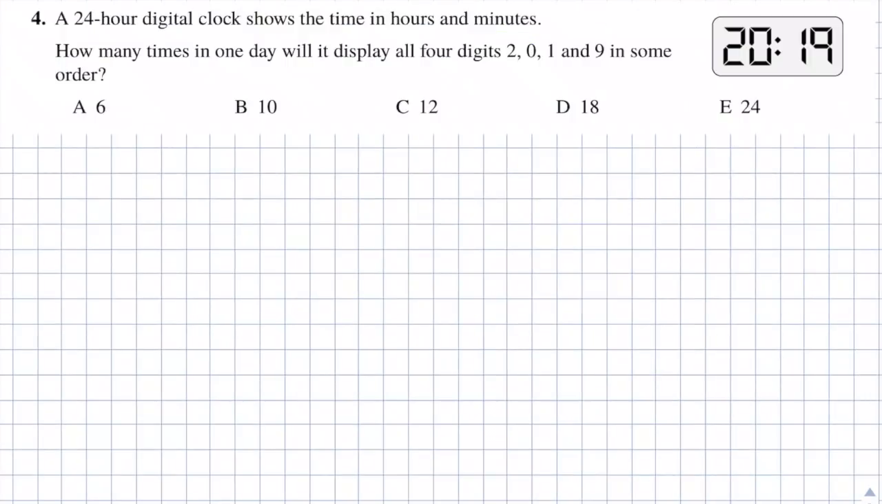Question 4. A 24-hour digital clock shows the time in hours and minutes. How many times in one day will it display all 4 digits 2, 0, 1 and 9 in some order? Answers: A is 6, B is 10, C is 12, D is 18 or E is 24.